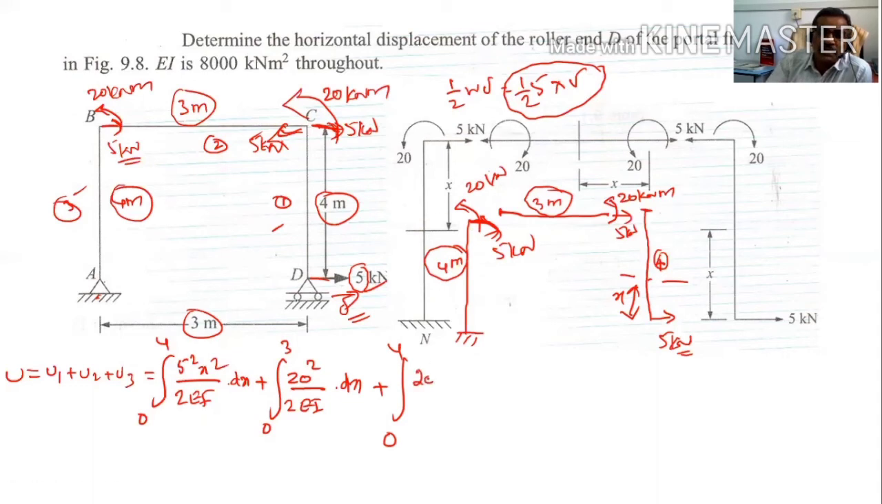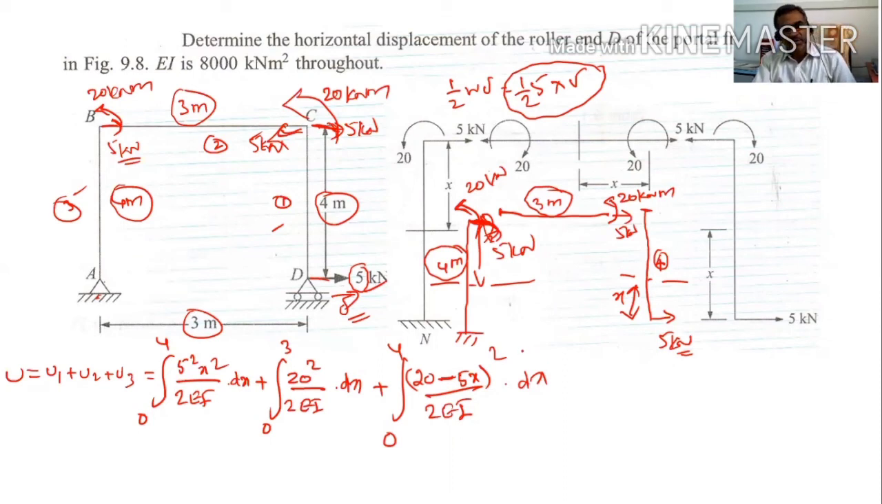So 20 minus, this 5 kilonewton load will create a moment; if you take this as x, that is 5x. So 20 minus 5x is the moment. This 5 kilonewton load will create a clockwise moment, and the 20 kilonewton meter is counterclockwise, which I am taking as positive. So 20 minus 5x, this m square divided by 2EI into dx.